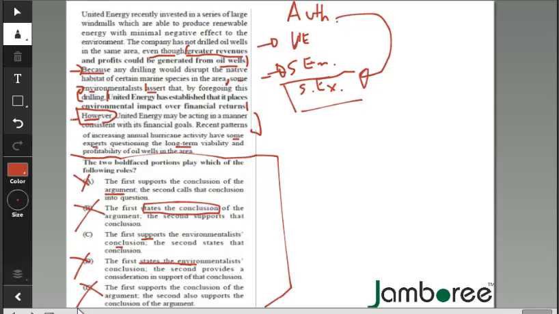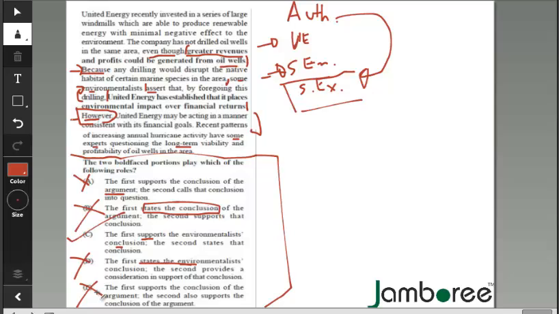Now, if you read C thoroughly, the first supports the environmentalist conclusion and the second states that conclusion. So what is the second? UAE has established that it places. So now this is the conclusion of whom? The environmentalists. And we already said that the environmentalists came to this conclusion based on these two things: that in spite of the greater revenue coming from oil drilling, the UAE has stopped drilling. So based on these two things, they have come to this conclusion, right? So C is your correct answer.